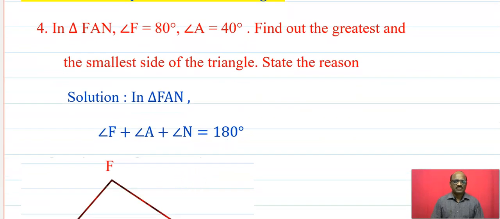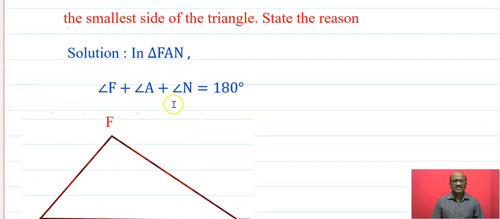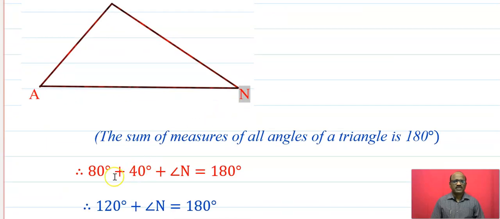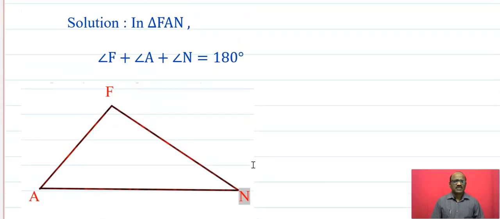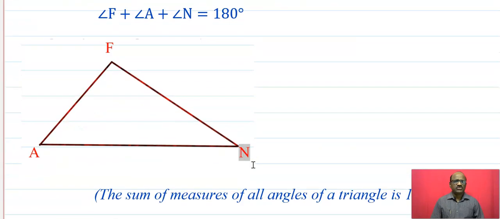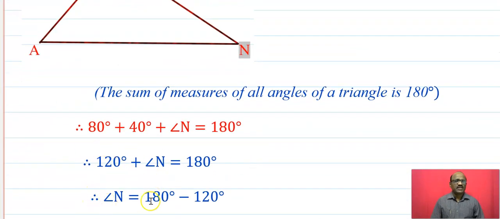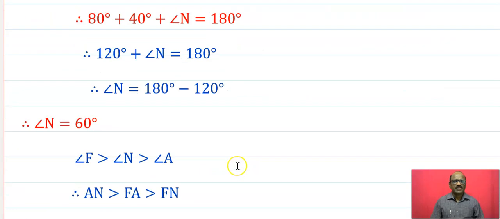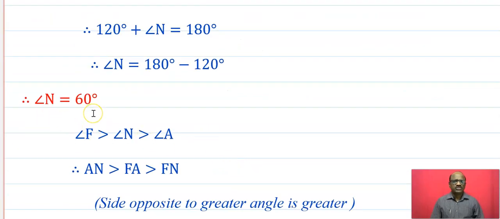Now the next question. In triangle FAN, the measure of angle F is 80, the measure of angle A is 40 degree. Find out the greatest and the smallest side of the triangle. State the reason. The measure of angle F plus angle A plus angle N is equal to 180, the sum of the angles of the triangle. That is 80 plus 40 plus angle N is equal to 180. Therefore, angle N is equal to 180 minus 120, that is 60 degree.